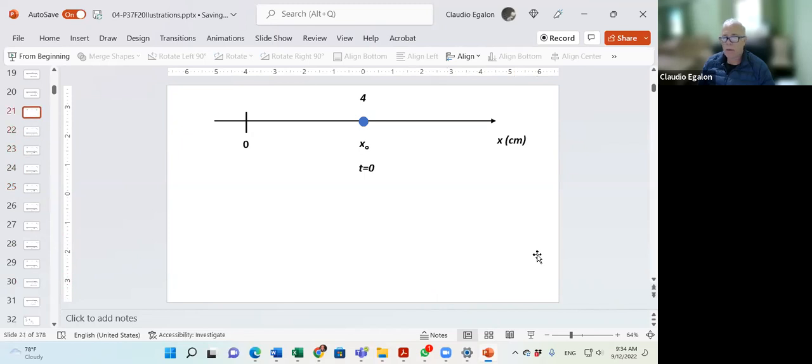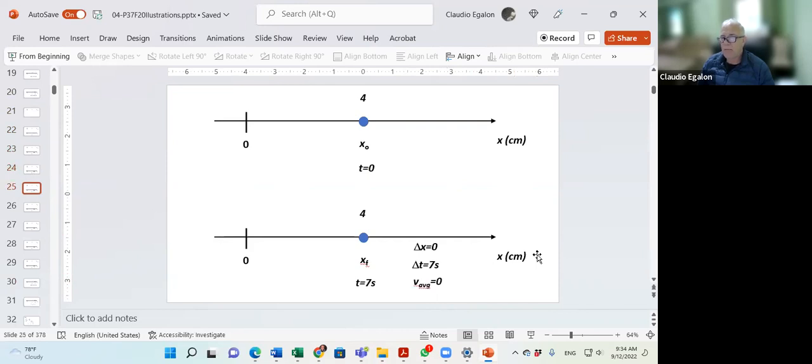Start with this frame here. Initial position, initial instant of time. Final position, final instant of time. The particle didn't move anywhere. Delta x is equal to 0. Delta t is 7 seconds. Average velocity is going to be 0.